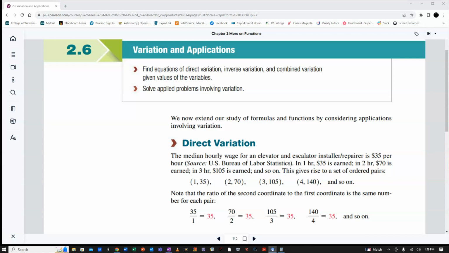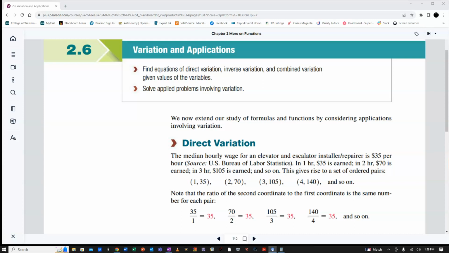The learning goals for this section are to find equations of direct variation, inverse variation, and combined variation given values of the variables, and also to solve applied problems that involve variation. So we're going to extend our study of formulas and functions by considering applications that involve a mathematical process known as variation. And there are different types of variations that we will be discussing in this section.